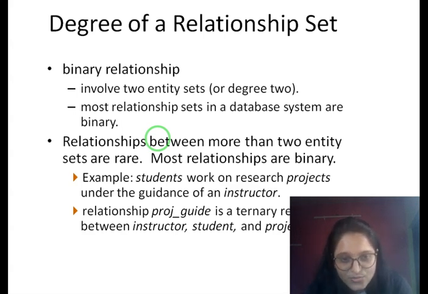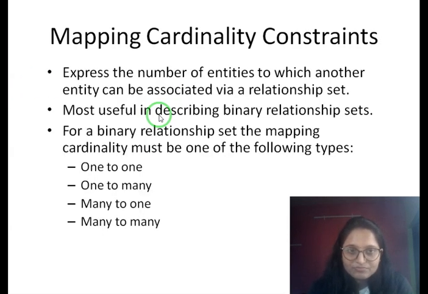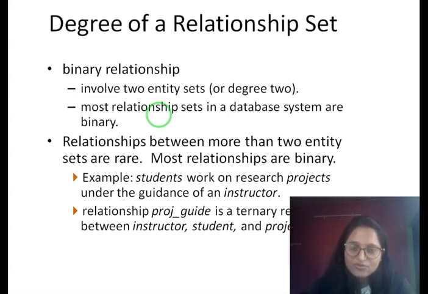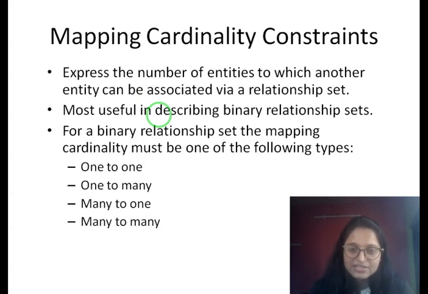A student works on a research project under the guidance of an instructor. You are having the seminar for this year, so you are one student, and the student gets associated with a seminar guide. So these two entities, student and seminar guide, and the relationship among them, as a guide, make a binary relationship. Okay. Next, the degree of relationship: unary, binary, ternary, or quaternary. We will see in the last recap of this video.